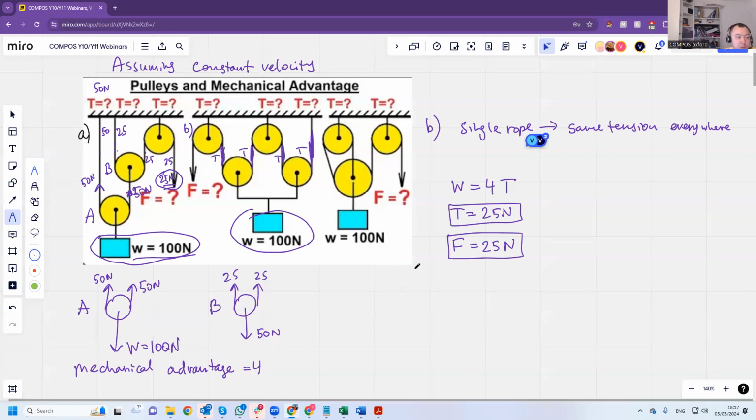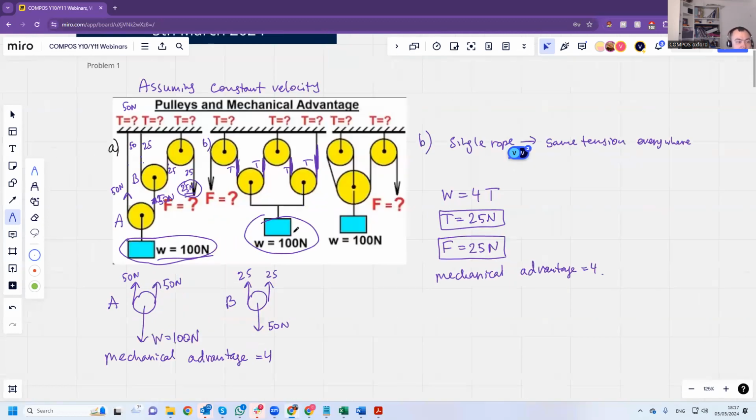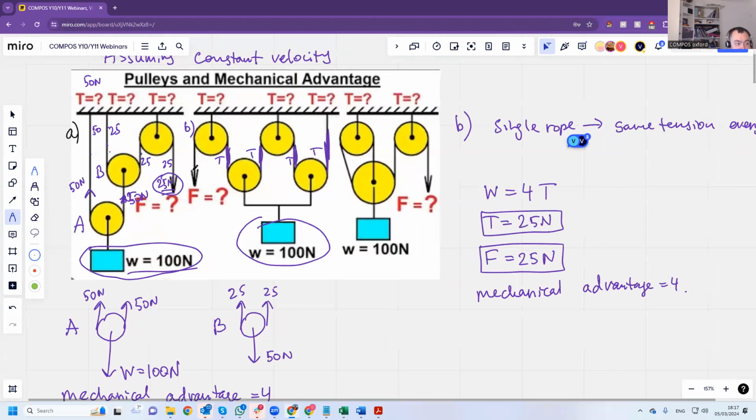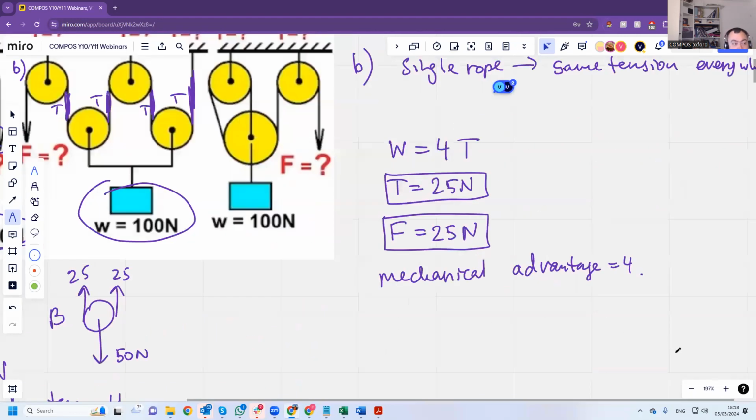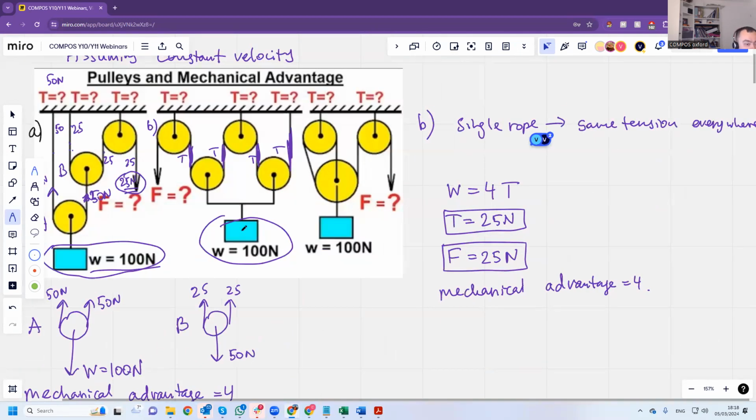The mechanical advantage, once again, is 4. Mechanical advantage, that means that you, with a force of 25, you can lift 100 Newton force. What does it mean? So with force equals 25 newtons, you can lift 100 newtons.